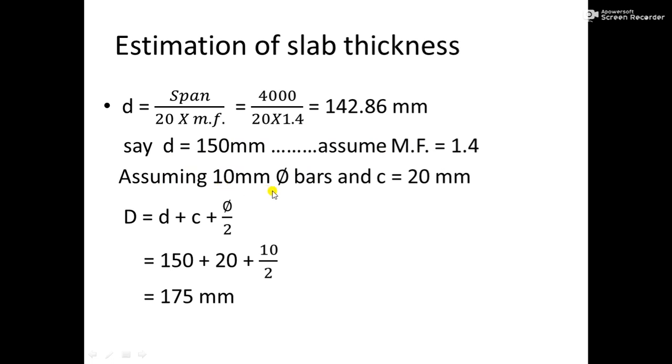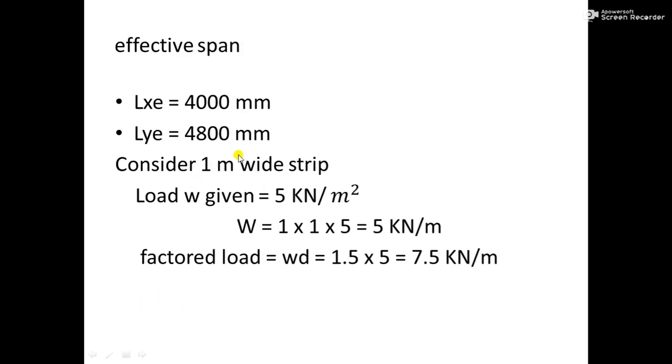Now assuming 10 mm diameter bars and cover 20 mm, the overall depth D is calculated as 175 mm. Then effective span Lx is given as 4 meter, that is 4000 mm. Ly is given as 4.8 meter, that is 4800 mm. Considering a 1 meter wide strip, load W is given as 5 kN per meter, that is 5 into 1 meter width, 5 kN per meter.